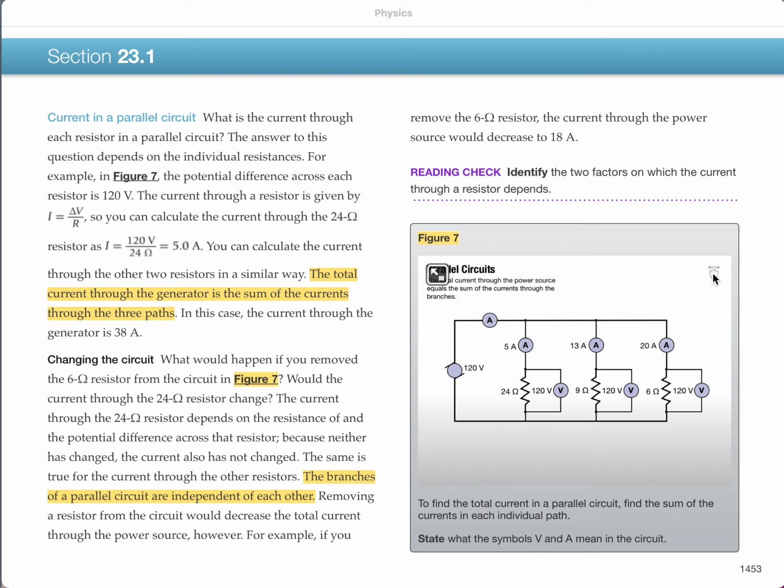But where does all that current come from? It's coming from the battery. So all the current comes from the battery. So the battery has to provide 38 amps in order to provide enough current to each one of the resistors. So the voltage is the same on all the elements, and the current from the battery is equal to the sum of all the currents needed.